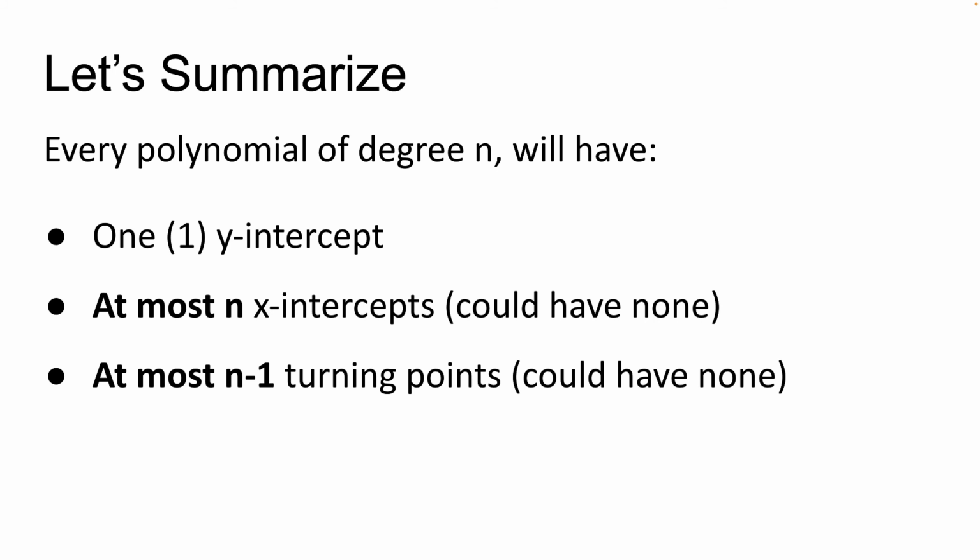Every polynomial of degree n will have at most n x-intercepts, but it could have fewer and it could have none. In this video, we looked at several examples where there were multiple x-intercepts, only one x-intercept, and no x-intercepts. And every polynomial of degree n will have at most n minus 1 turning points. We looked at some polynomials that had multiple turning points, one turning point, and no turning points.